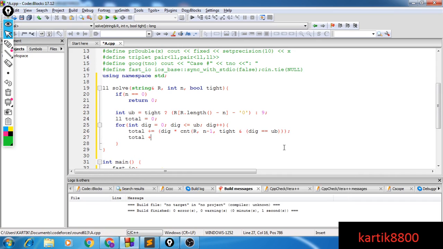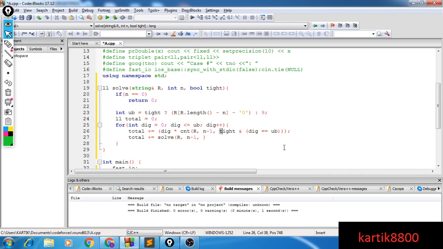And the other thing would be, you put this digit and you think about what is the contribution or the sum of digits of the remaining n minus 1 digit numbers. That is solve, pass in r, sum of digits of n minus 1 numbers, and what happens to tight. So you need to do the same thing, right?